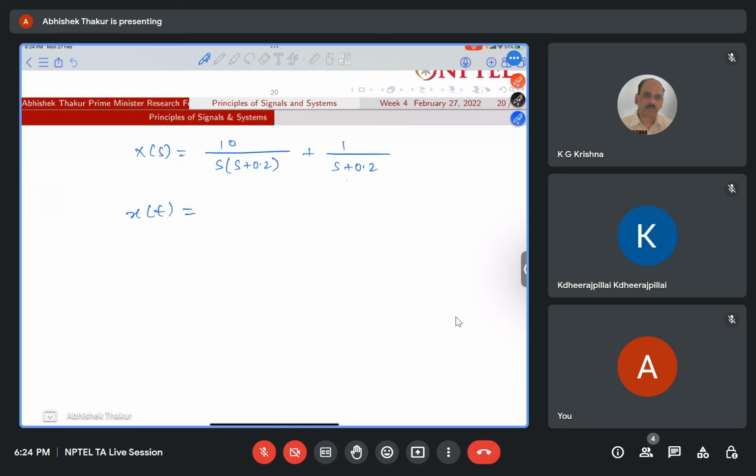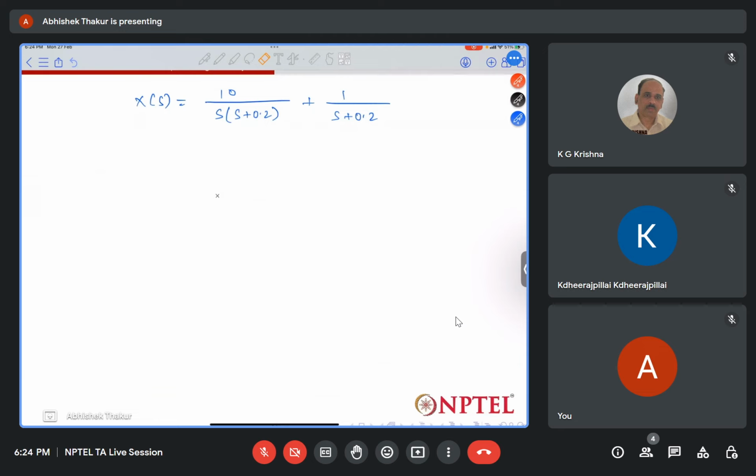so 1 by s plus 0.2, this term we can write simply as e to the power minus 0.2t, plus this term, which is 10 by s(s plus 0.2).